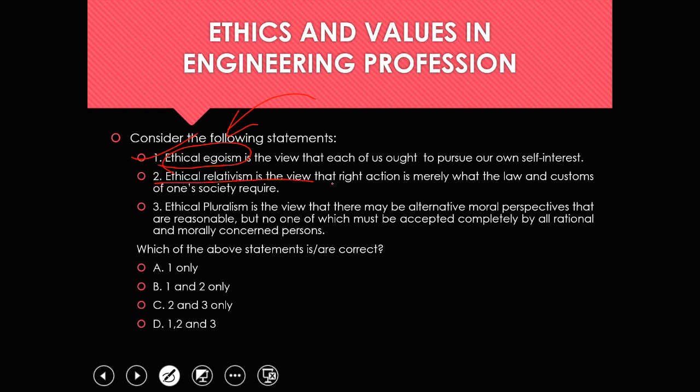Ethical relativism is the view that right action is merely what the law and customs of one society require. Correct. Ethical pluralism is the view that there may be alternative moral perspectives that are reasonable, but no one of which must be accepted completely by all rational and morally concerned persons. D is the correct answer.